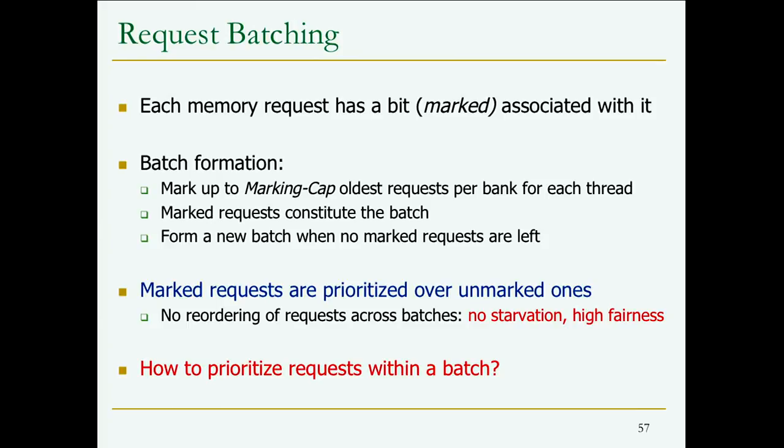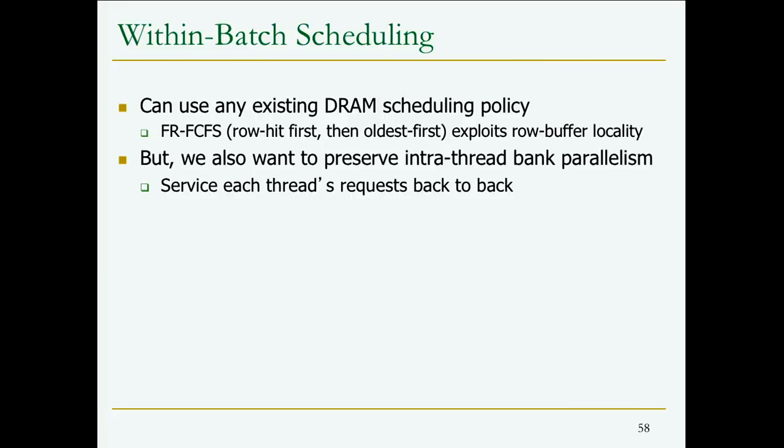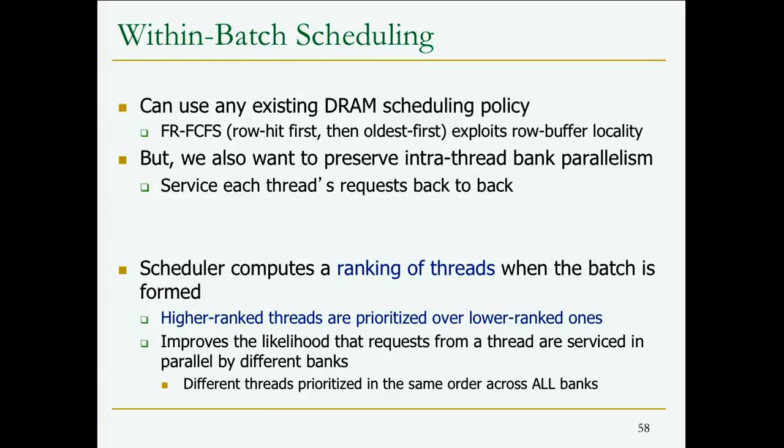The key question is, when you have batched requests, how do you prioritize a request within a batch? And that's where things get a little bit more complicated. First of all, you can use any existing DRAM scheduling policy. You could use first-ready, first-come-first-serve, which is completely unfair, and batching provides some fairness on top of that. So batching by itself is useful for fairness. But we want to do better than first-ready, first-come-first-serve within the batch. We want to exploit parallelism, as we've discussed. We want to preserve intra-thread bank parallelism, so we want to service each thread's requests back-to-back, which may go against the row-buffer locality principle. So how do you actually schedule each thread's requests back-to-back?